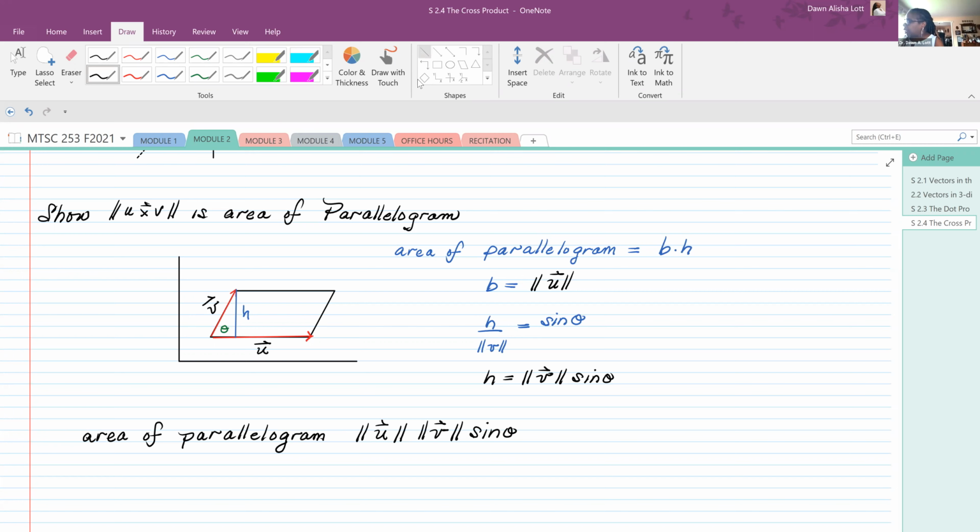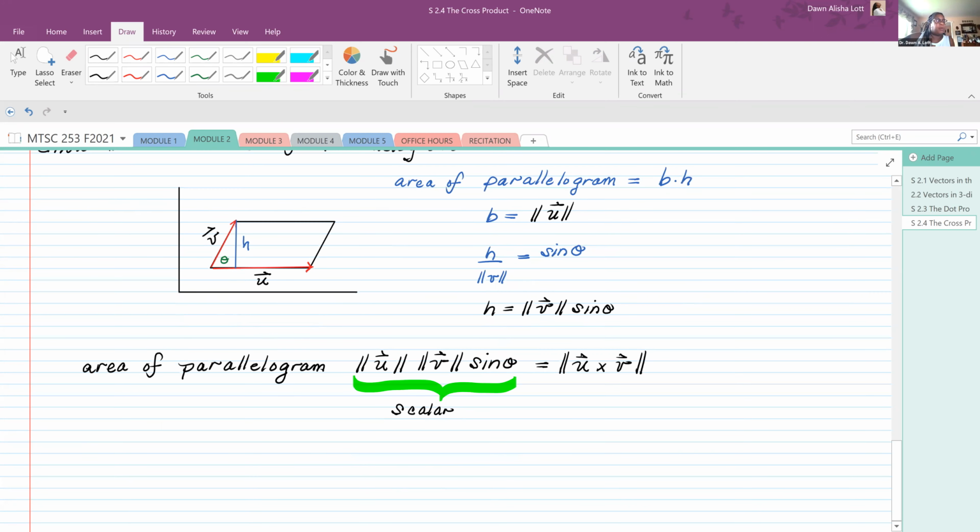But this value right here is a scalar. And it is the length. So if I put the vector next to it, it would be the vector U cross V. But because it's a scalar, I need that it's only the length of that. So therefore, the length of A cross B is the area of a parallelogram.